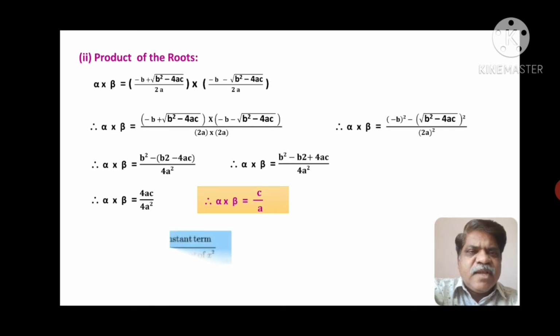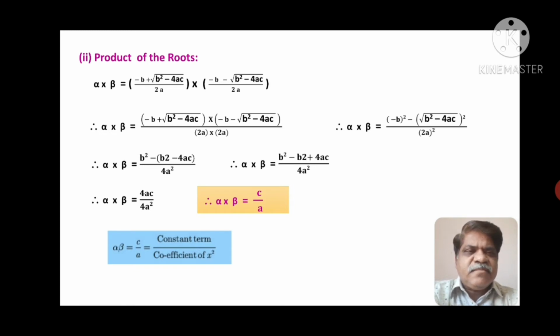Friends, we can explain this like this: alpha into beta, that is the product of the roots, is equal to c upon a, that is the constant term upon coefficient of x square.